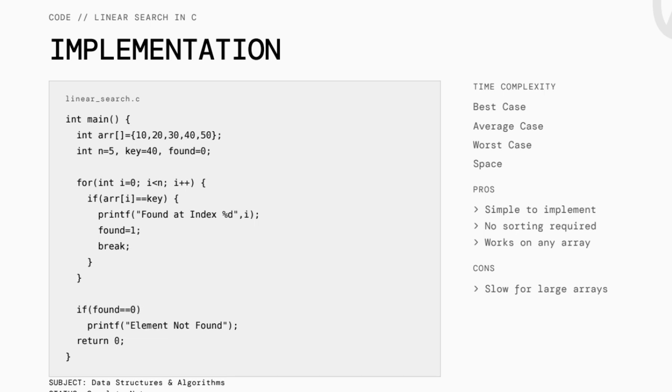Today my topic is linear search, coding practice. First, create an array named array: 10, 20, 30, 40 and 50. There are 5 numbers. The index starts at 0, 1, 2, 3, 4. Index is always from 0.